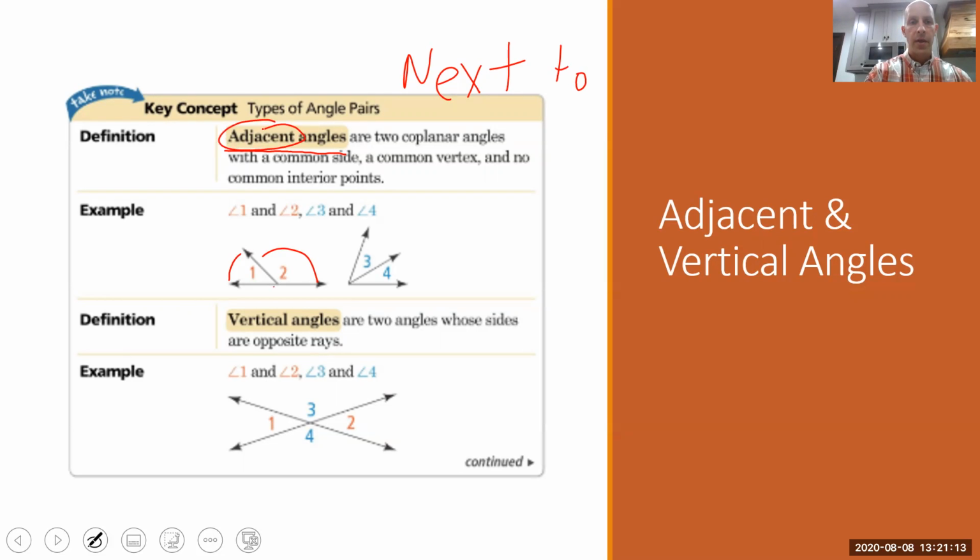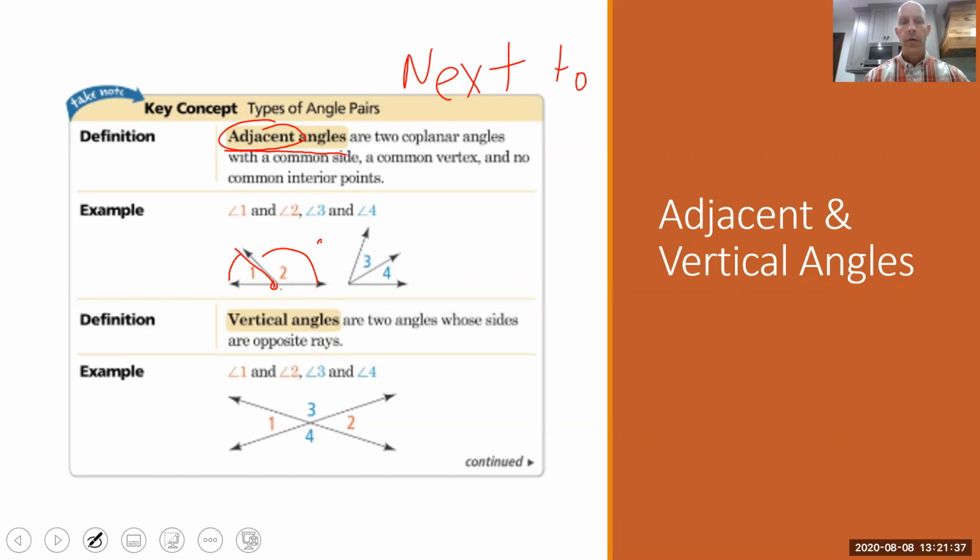Notice that they have a common side, that'd be this side right here. They have a common endpoint, which would be this endpoint right here. And they have no common interior points. So, for example, this point here is in angle 2, but it is not in angle 1. Angles 3 and 4 is another example of adjacent angles.